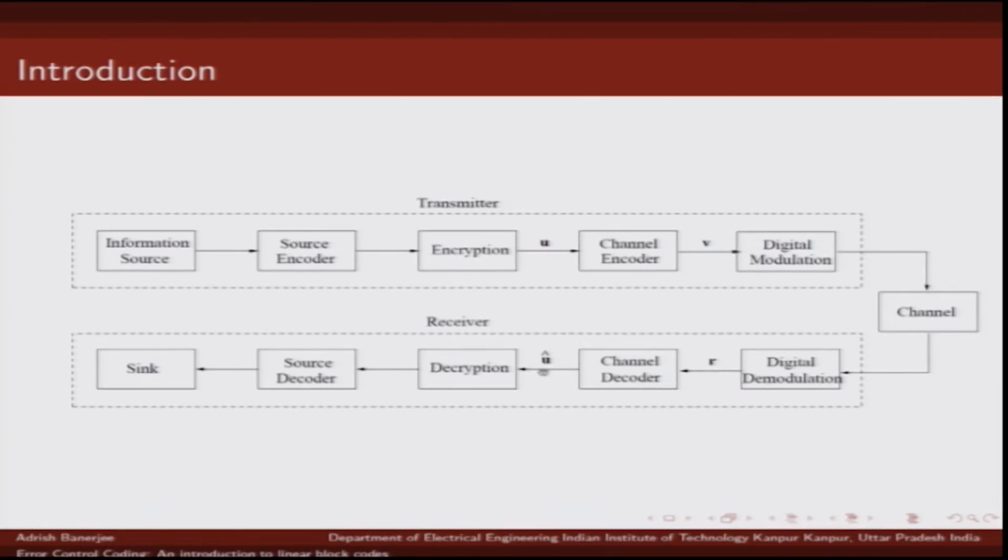Once you decode the information bits, you would like to de-encrypt to get back your plain text data. This de-encryption is the opposite action of encryption, and once you get back your plain text, you would like to decompress the signal to get back your original source signal. So that is, in a nutshell, the broad block diagram of a digital communication system.